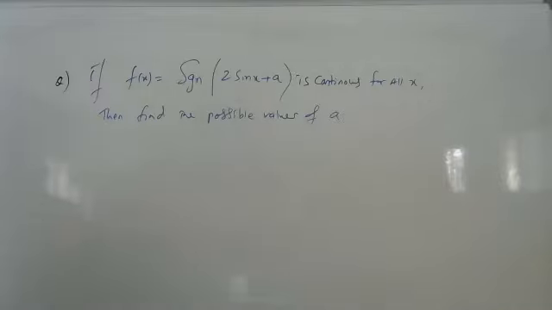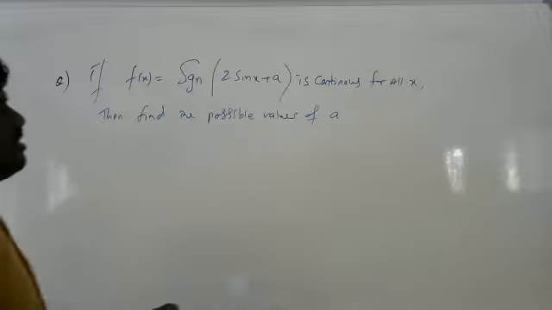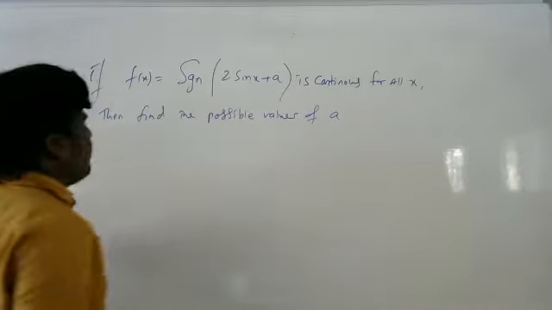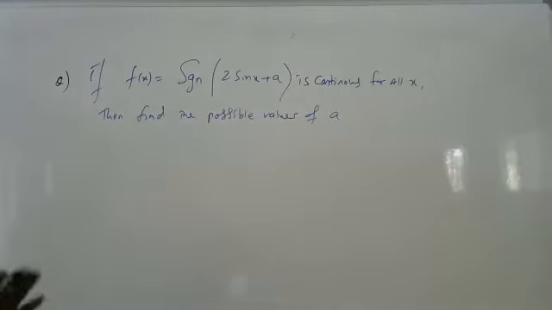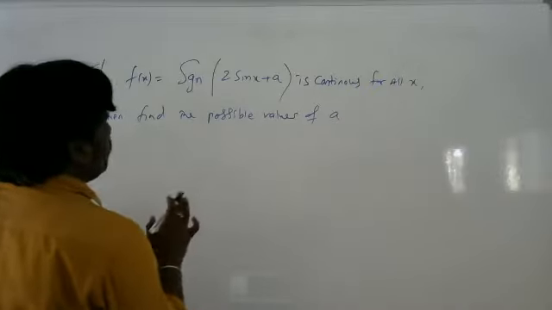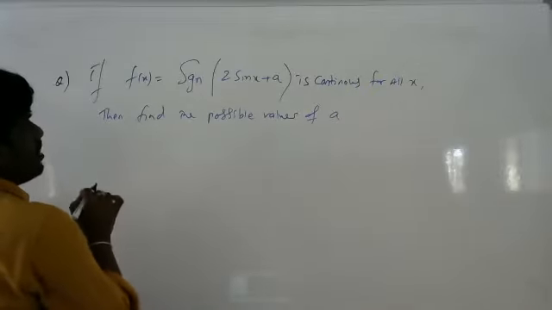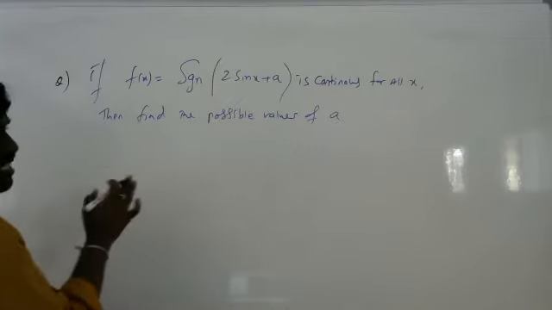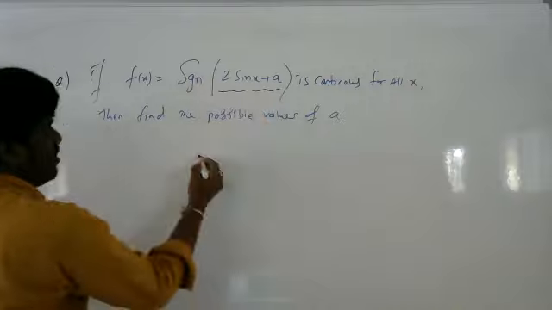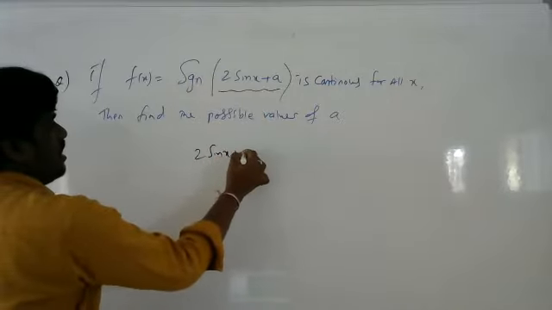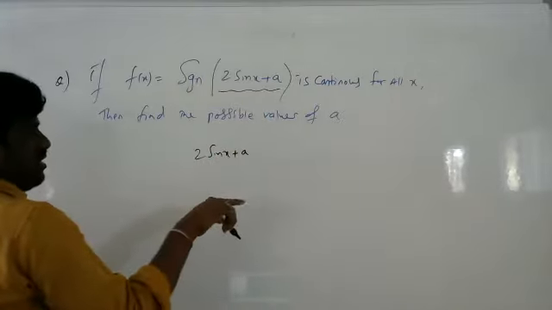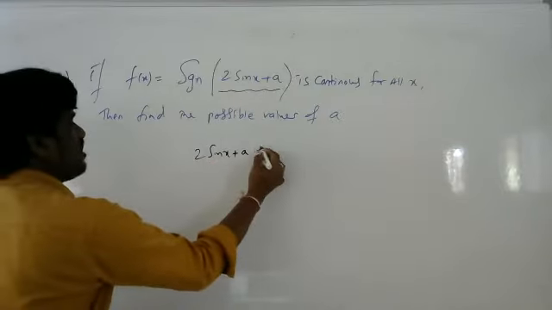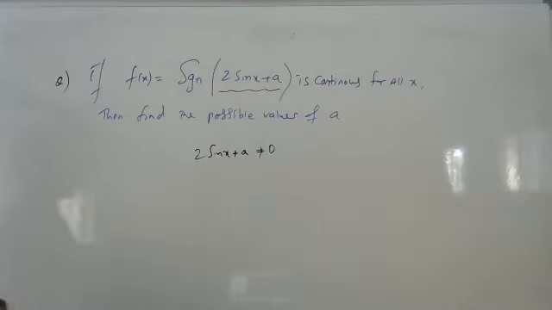The question is, if f of x is equal to signum of 2 sin x plus a is continuous for all x, then find the possible values of a. So what I want to say here, now you know that it is discontinuous if 2 sin x plus a becomes 0. It is continuous if 2 sin x plus a is not equal to 0.